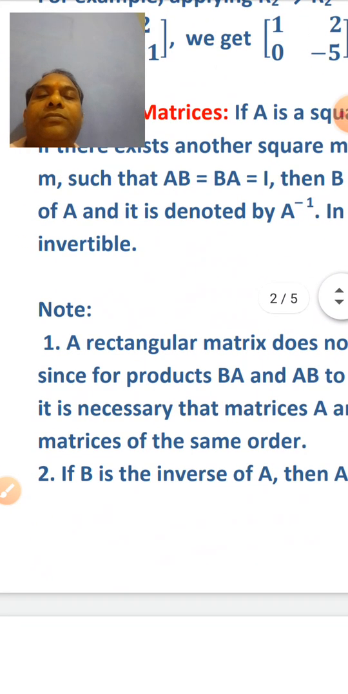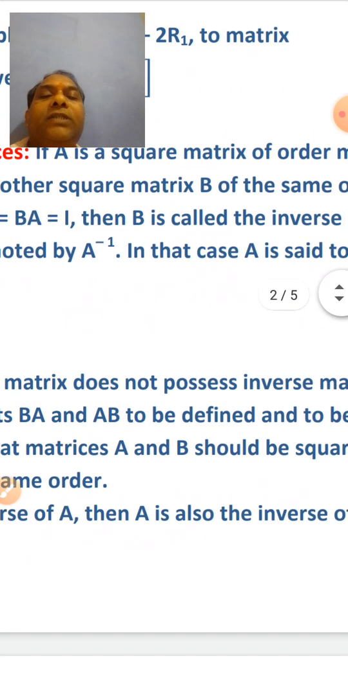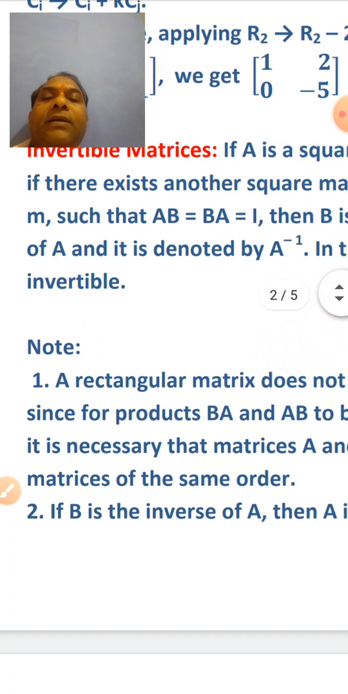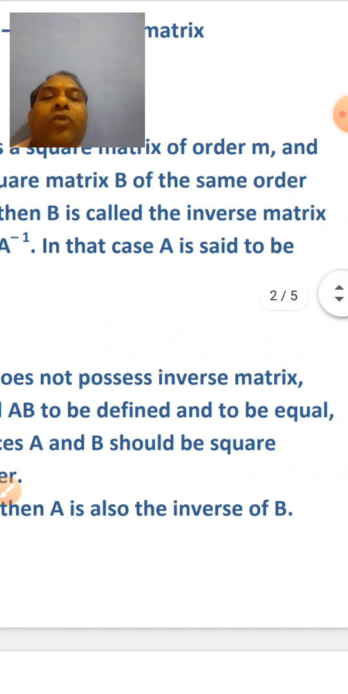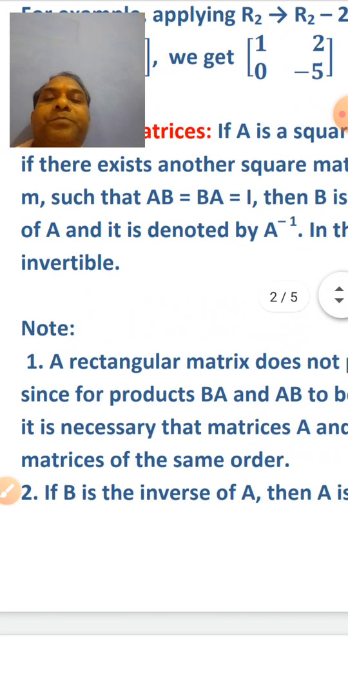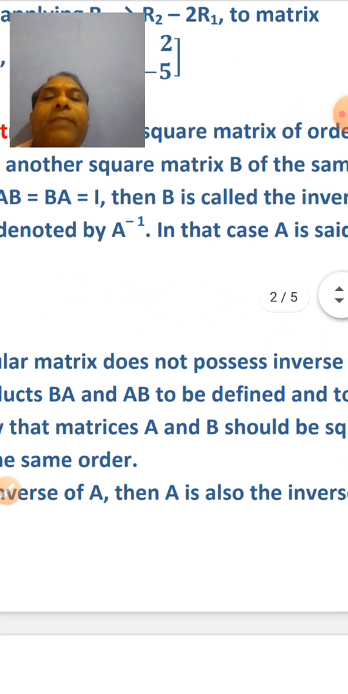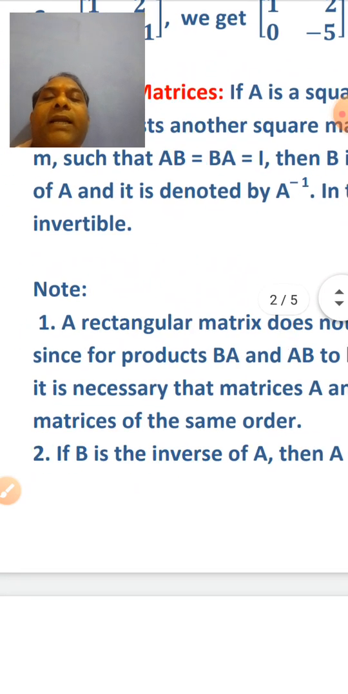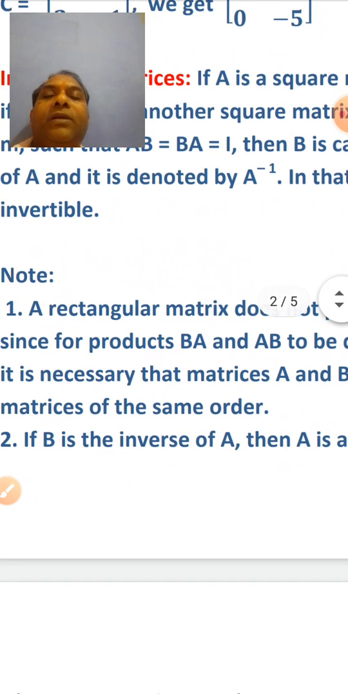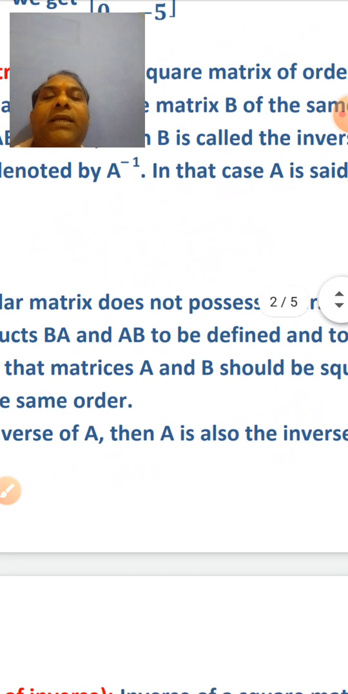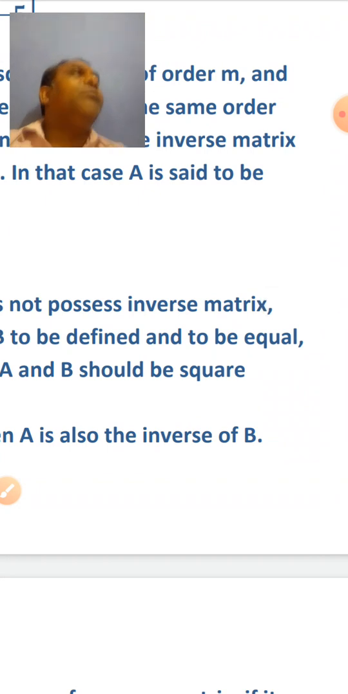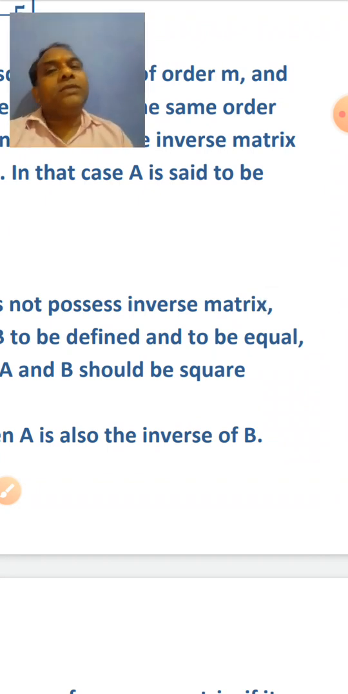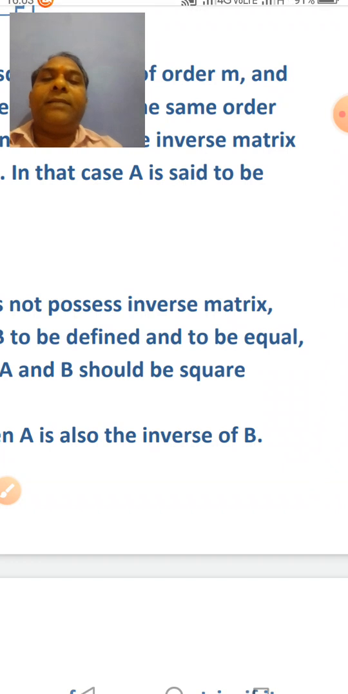Now, a rectangular matrix does not possess an inverse matrix, since for the products BA and AB to be defined and to be equal, it is necessary that matrices A and B should be square matrices of the same order. Clear? Now if B is the inverse of A, then A is also the inverse of B. It means if AB is equal to BA is equal to I, then A will be the inverse of B, and B will be the inverse of A, only for square matrices. Clear?